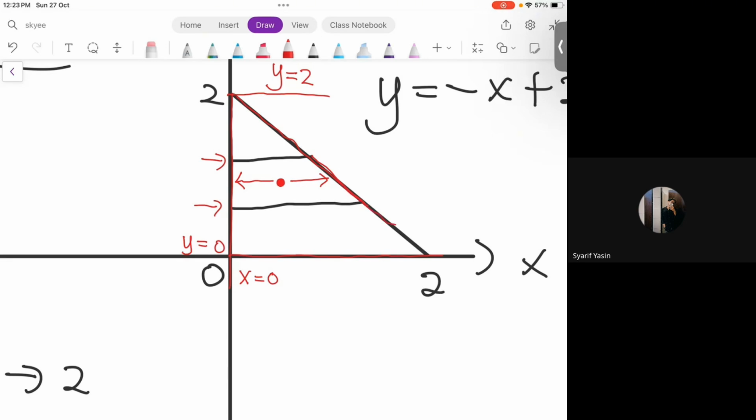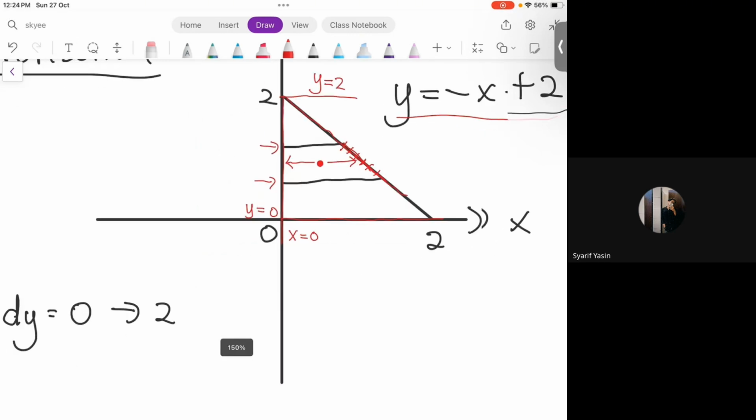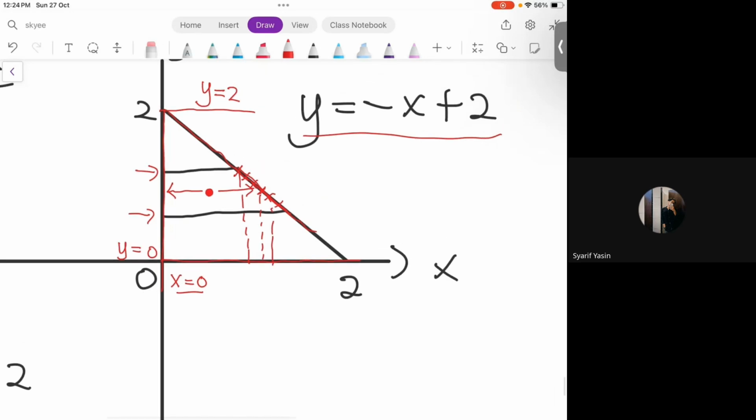There is no fixed value because the value depends on the equation. Now for the equation, you cannot use y equals to negative x plus 2, because you want to define the dx. You want to know what is the x value, so you have to rearrange these equations.